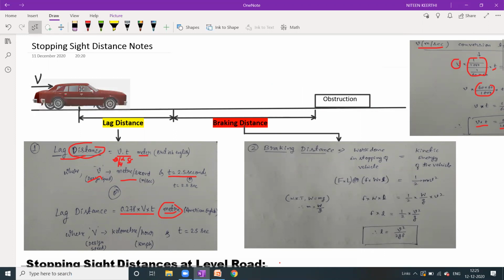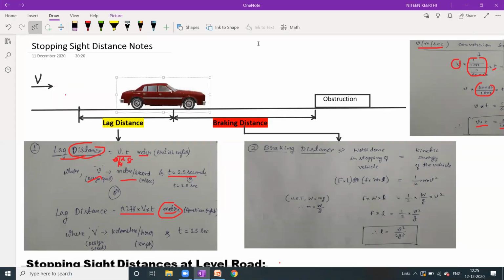What happens whenever a driver sees a vehicle? He will suddenly stop the vehicle by applying the brake, right? So from here, the braking distance will begin. For braking distance, we consider the weight of the vehicle, and also the resistance from the opposite direction when applying the brakes, which we call frictional resistance. So in simple words, I can say it as braking distance.